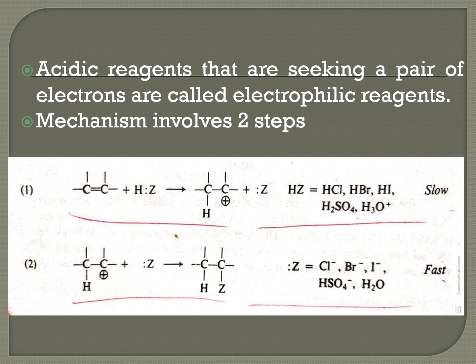In the second step, the Z, the negative part, comes in. So in HZ, H will be the positive part and Z will be the negative part. The negative part is added to the positively charged carbon, that is the carbocation, and forms the product. You can see the product. The result will be chloride, bromide, iodide, HSO4 minus, H2O, etc. This step will be a fast reaction. So this is the general mechanism of electrophilic addition in alkenes.